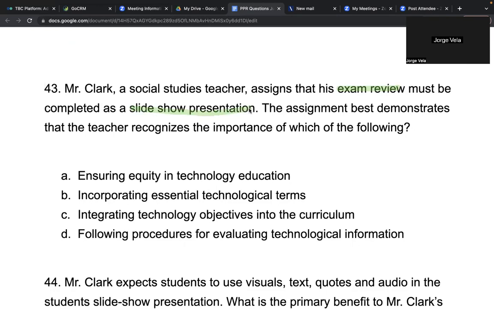Social studies teacher. Best demonstrates. So they might have more than one answer, right? Recognizes the importance of which of the following. A, ensuring equity in technology education. B, incorporating essential technological terms. C, integrating technology objectives into the curriculum. D, following procedures for evaluating technological information.